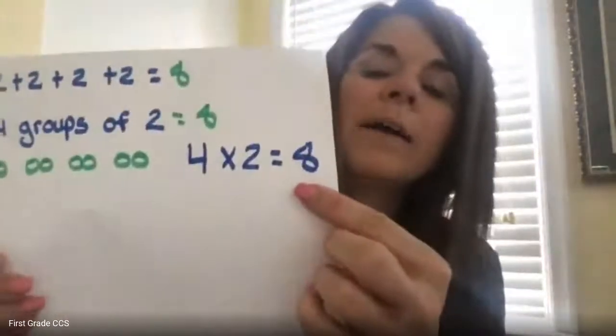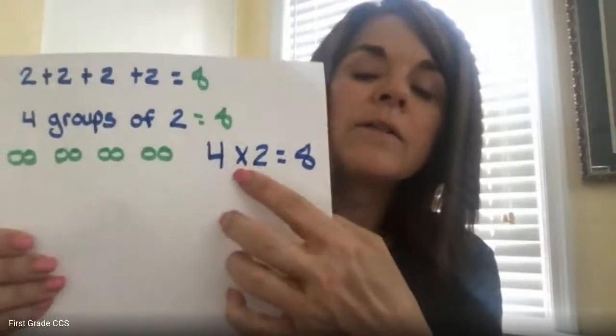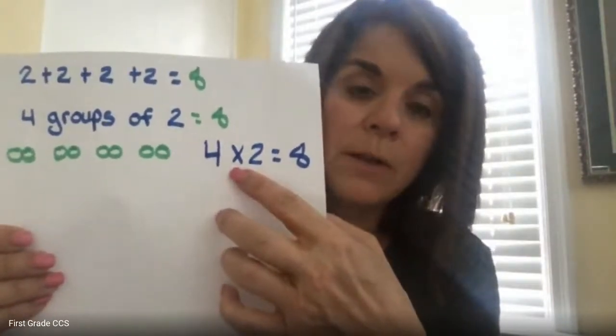Or we could say 4 times 2 equals 8. And this symbol is called the multiplication symbol or the times symbol. That is what mathematicians use as a short way of saying groups of. Okay? So it's the multiplication symbol. We would say 4 times 2 equals 8.